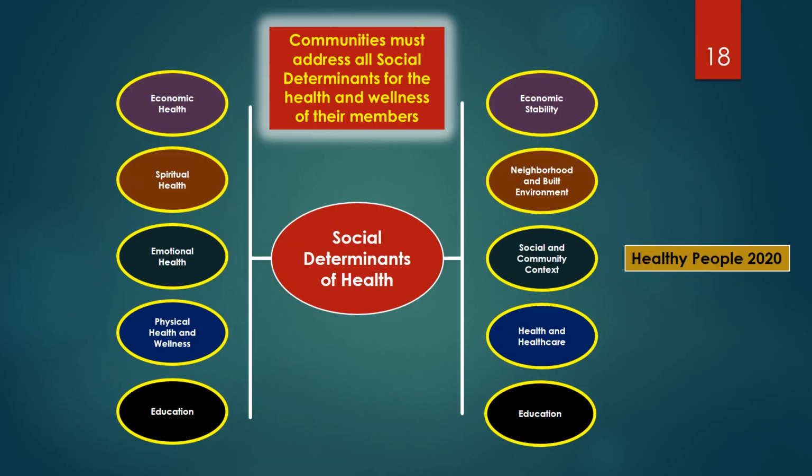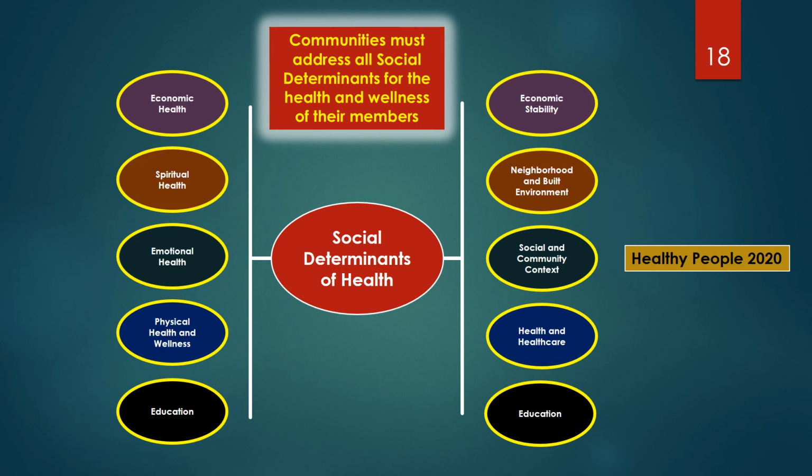The social determinants of health can be considered in several different ways, as illustrated on this slide. Healthy People 2020 defines them as economic stability, neighborhood and the built environment, social and community context, health and healthcare, and education. Other terms used to describe the social determinants of health include those listed on the left side of this slide: economic, spiritual, emotional health, physical health and wellness, which includes environmental health and education.